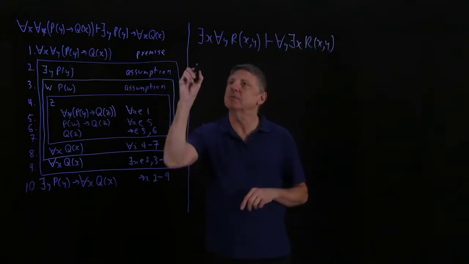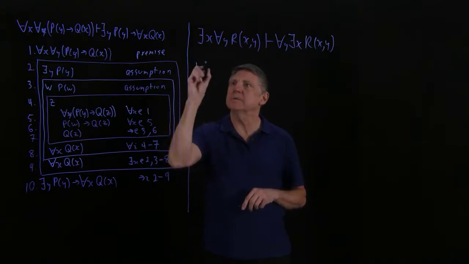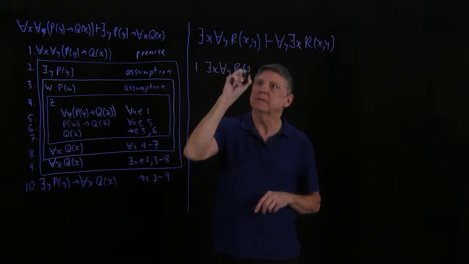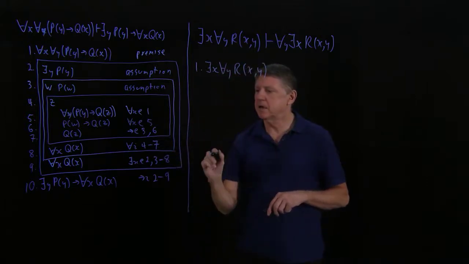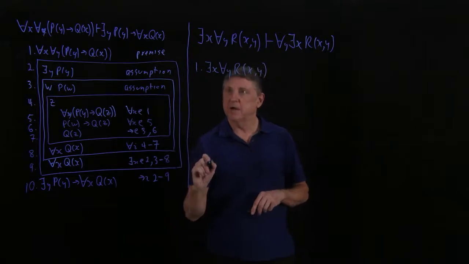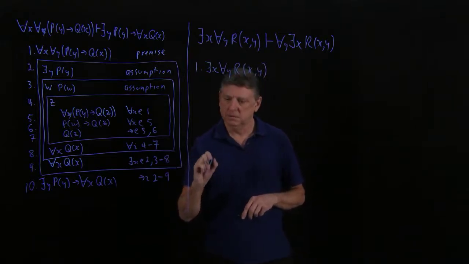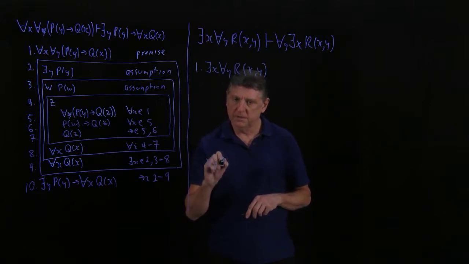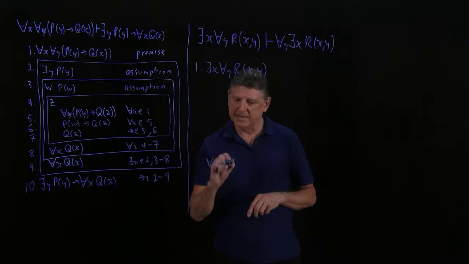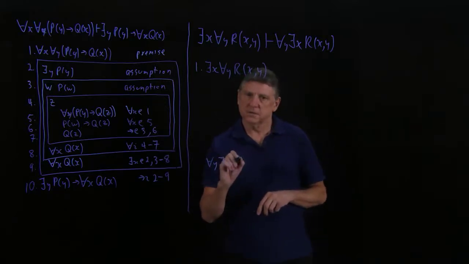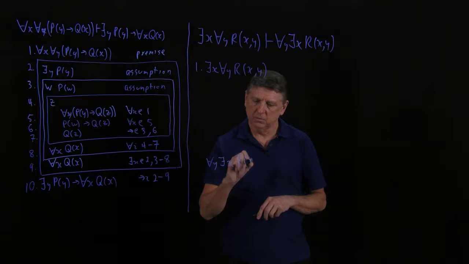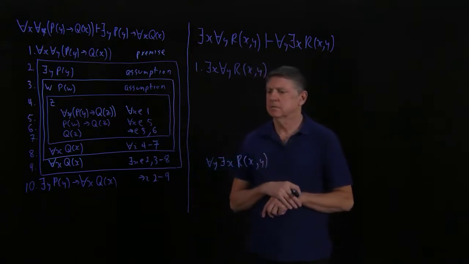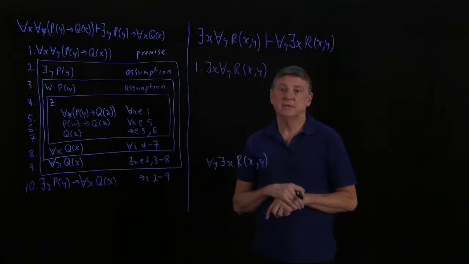And if I was to try to prove that, I would start by writing the premise, which is there exists an x for all y that relation holds, and I would then write as my conclusion for all y there exists an x such that that relation holds. I would then ask myself, what could I do next?